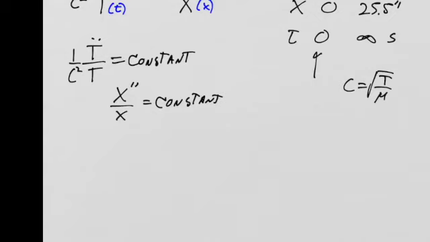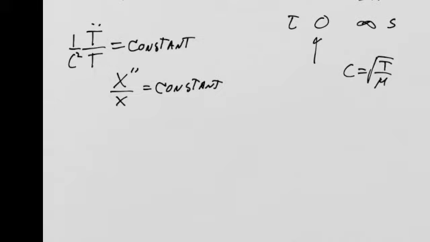So I have to pick a symbol for this constant. Mathematicians don't run around with big words like constant in their equations, right? So I'm going to give this constant a mathematical name, and I'm going to choose that mathematical name to be minus lambda squared. And it is the habit of mathematicians to choose the names of these constants in a way that becomes convenient. So what have I done?